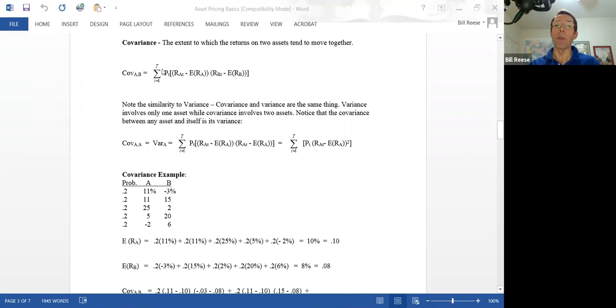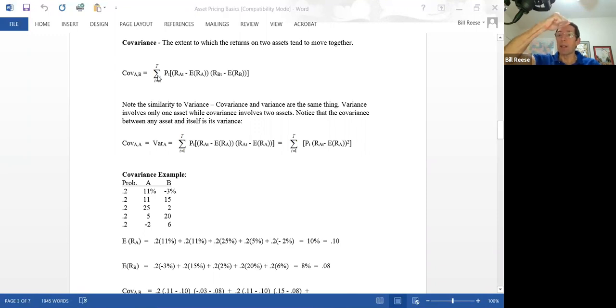And when we sum all this together, what we find out is, on average, do A and B tend to move together, or do they tend to move opposite each other? In other words, A and B are going like this, okay? If they're going like this, they're moving up and down together. If they go like this, they're moving up and down opposite each other. That's what covariance measures.